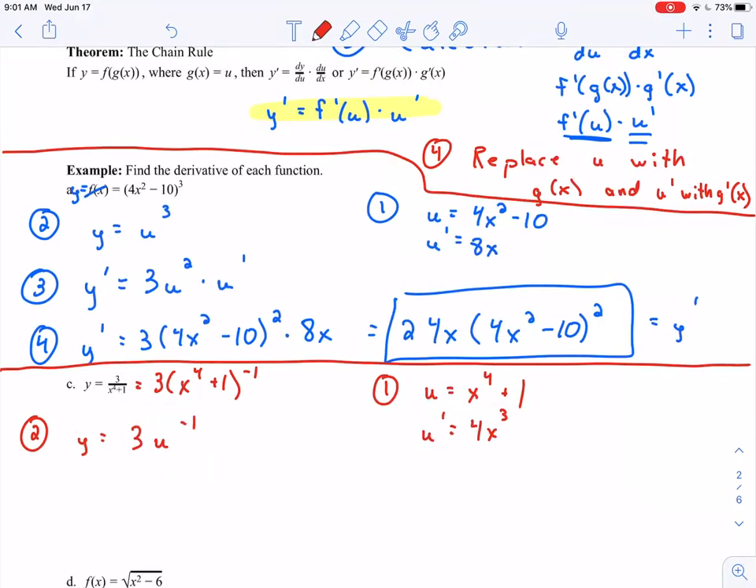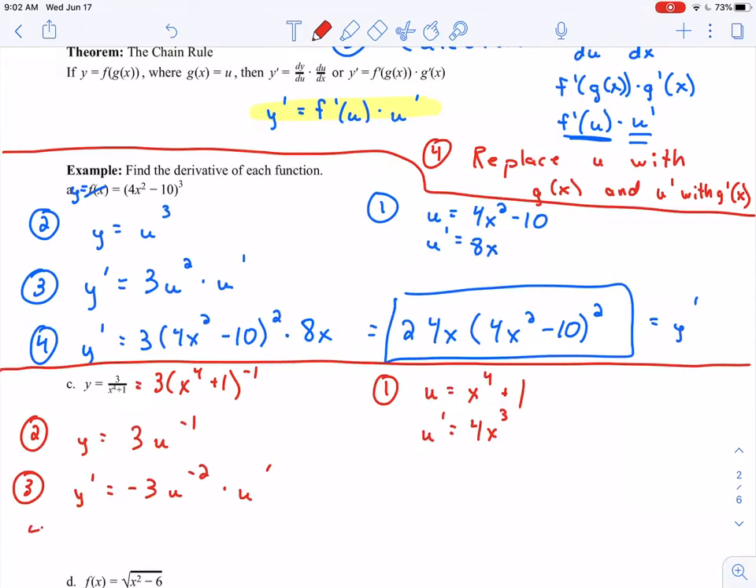So that in my next step, step 3, I'm going to take my derivative. So the derivative of 3u to the minus 1 is just a power rule. So negative 3 times u to the minus 2 power times, again, times that u prime. We're going to be multiplying by that u prime in every single one of these examples. So times u prime, that is 4x to the 3rd power. And actually, whoops, I said I was going to leave that as u prime, didn't I? Let's leave that as u prime.